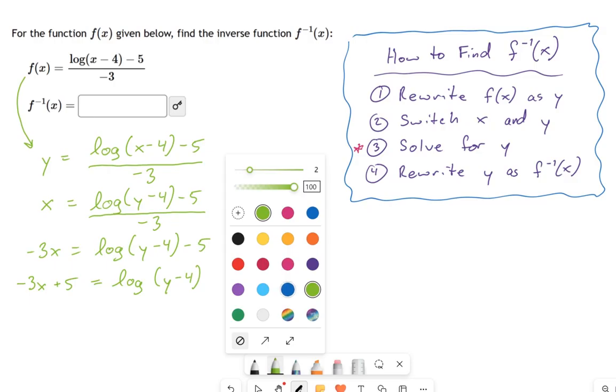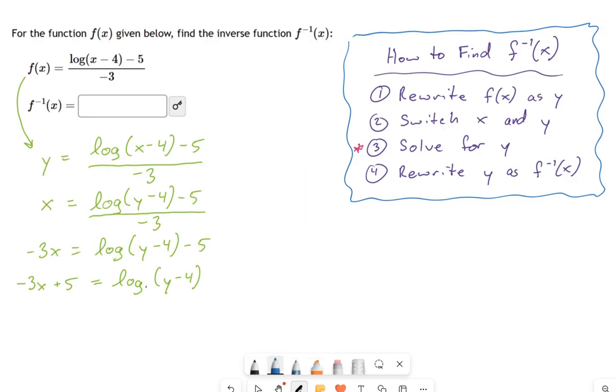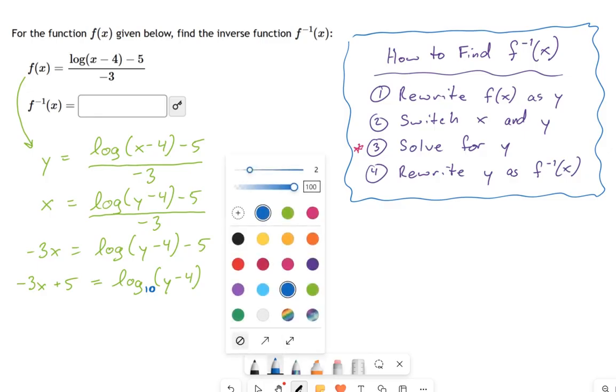And what I want to remind you at this point is this logarithm has a base right here that we don't write. It's typically invisible. It's like the square root. You don't write the 2 in the square root. 10 is so common we don't even bother writing it. It's called the common log.